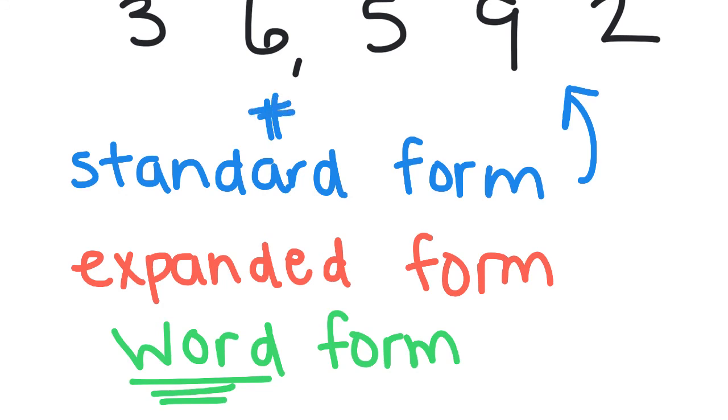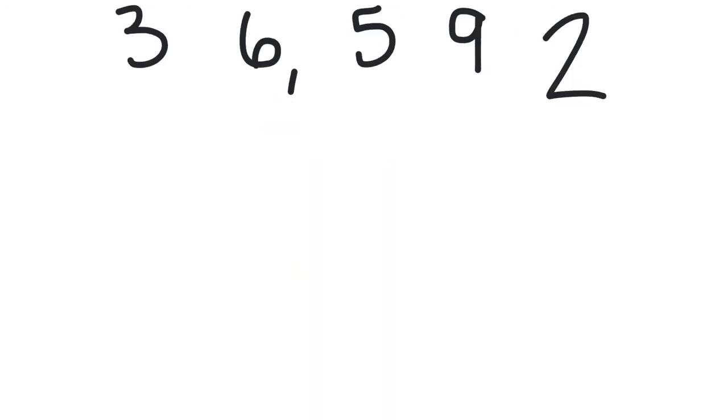Expanded form is when you take the number and you stretch it out into its place values. And then word form is when you write it in words. Or you can think about it as a little speech bubble. You write it how you would say it. Let's look at some examples. Here's our number from the previous page. Let's write this number in expanded form.